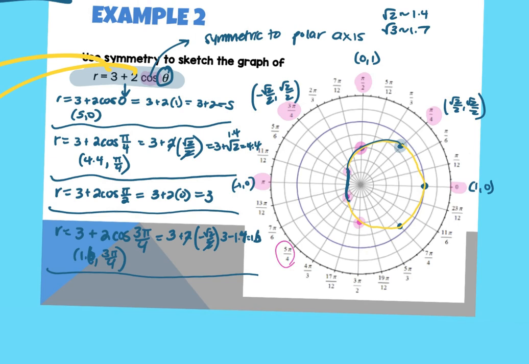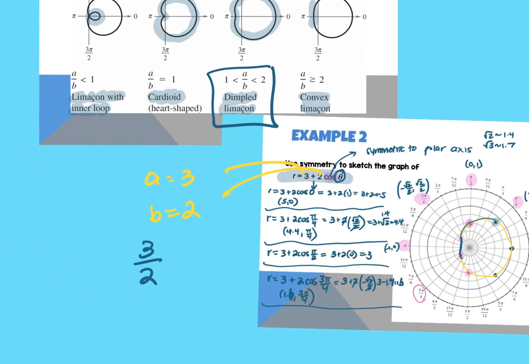So when it comes time for the test and you get a limaçon, you're going to have to figure out what kind of limaçon it is and then graph it. So you would classify it as a limaçon. Then is it dimpled? Is it cardioid? Is it convex? Or is it inner loop? And then plot your points.